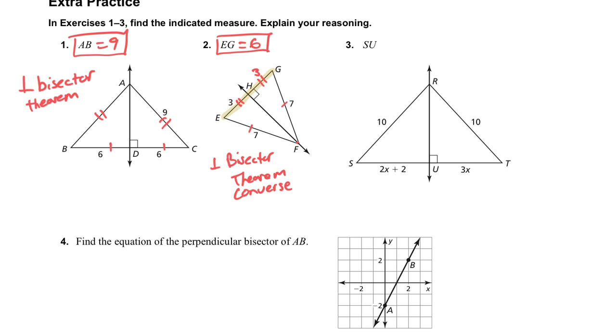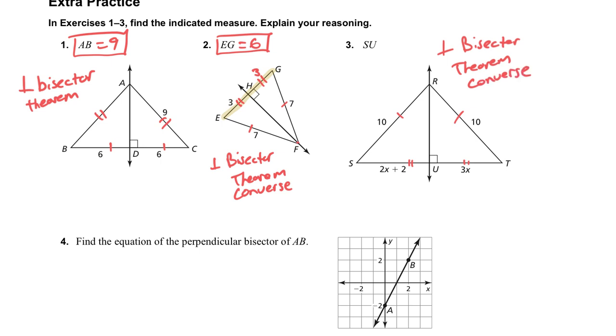Let's go, number 3, SU. I see R is equidistant from the endpoints, which means R must lie on the perpendicular bisector. So that means these two are going to be congruent. So this is going to be our perpendicular bisector theorem, and we're going to look at its converse.